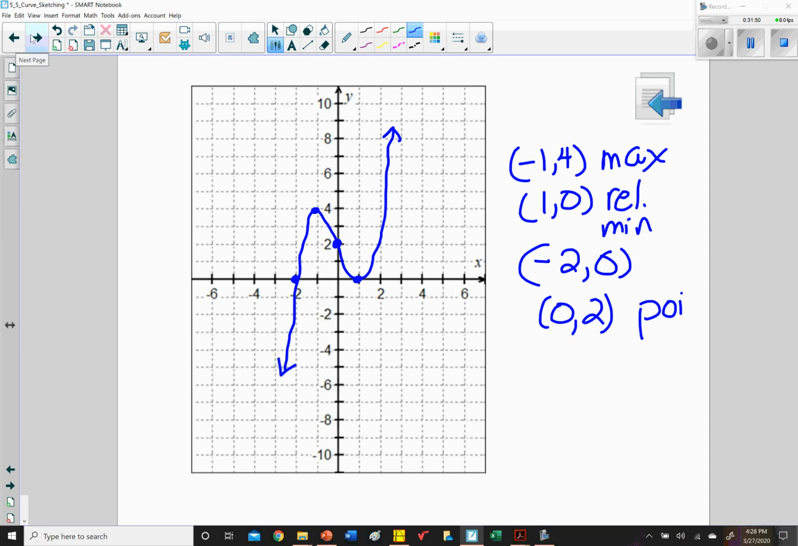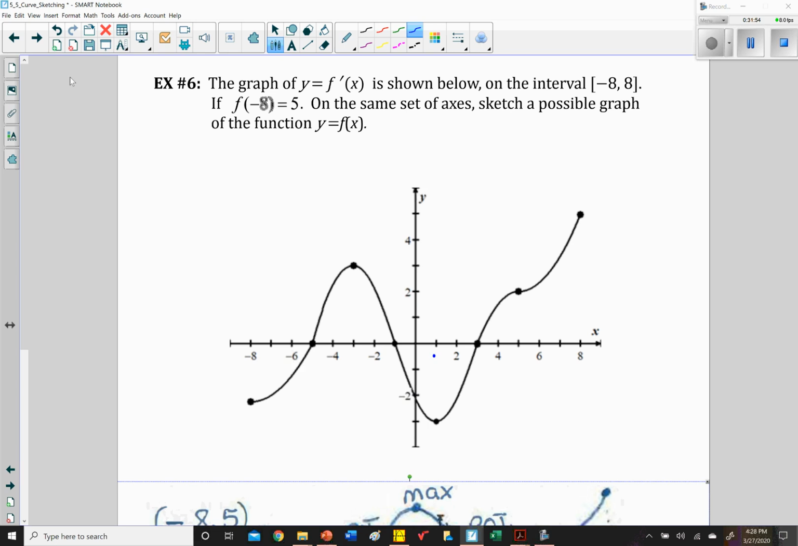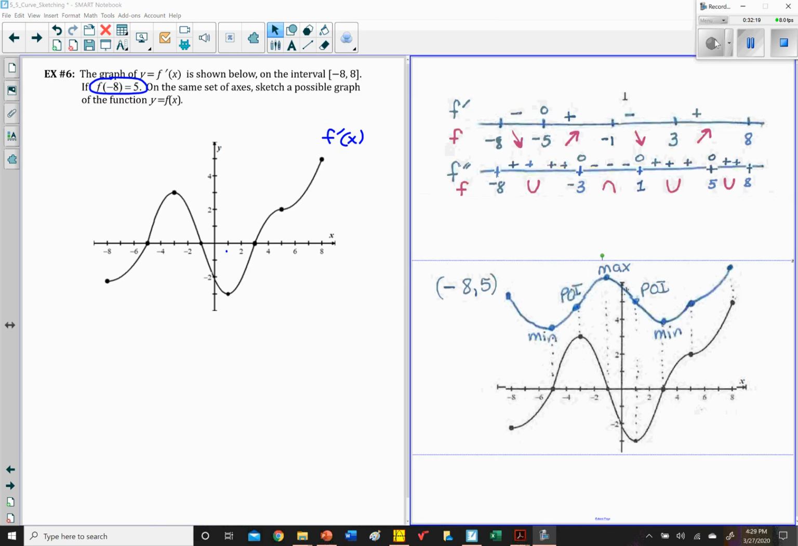Okay, going on to example 6 now, I believe. Same thing here. I'm going to save time with my sign charts. We've got the graph of a derivative, thinking of this in derivative terms. We need to start our graph at (-8, 5). That was an initial condition. So let's look at the sign chart.